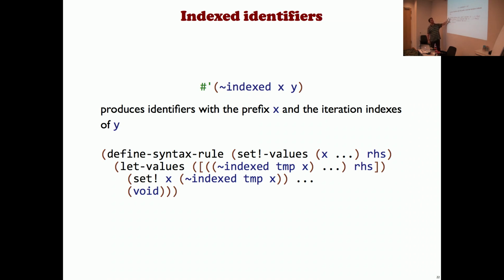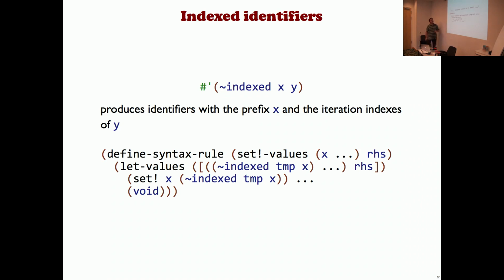And this is a sketch of how you would use it, for example. So you want to do set values. So you generate your temporaries to store the right-hand sides, and then you do all the set bangs at once.